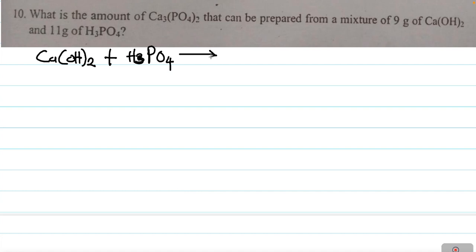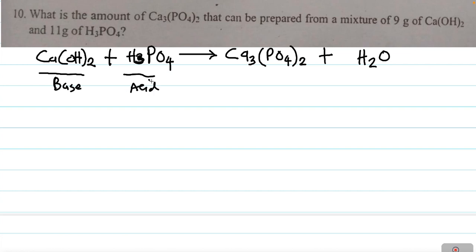We have this give Ca3(PO4)2 plus water. Because this is a base and this is an acid, it's going to give us salt and water, but then we have to see how to balance the equation. We have 3 calcium here, so we add 3 here to balance the calcium. P is actually 2 here, so you must add 2 here as well.